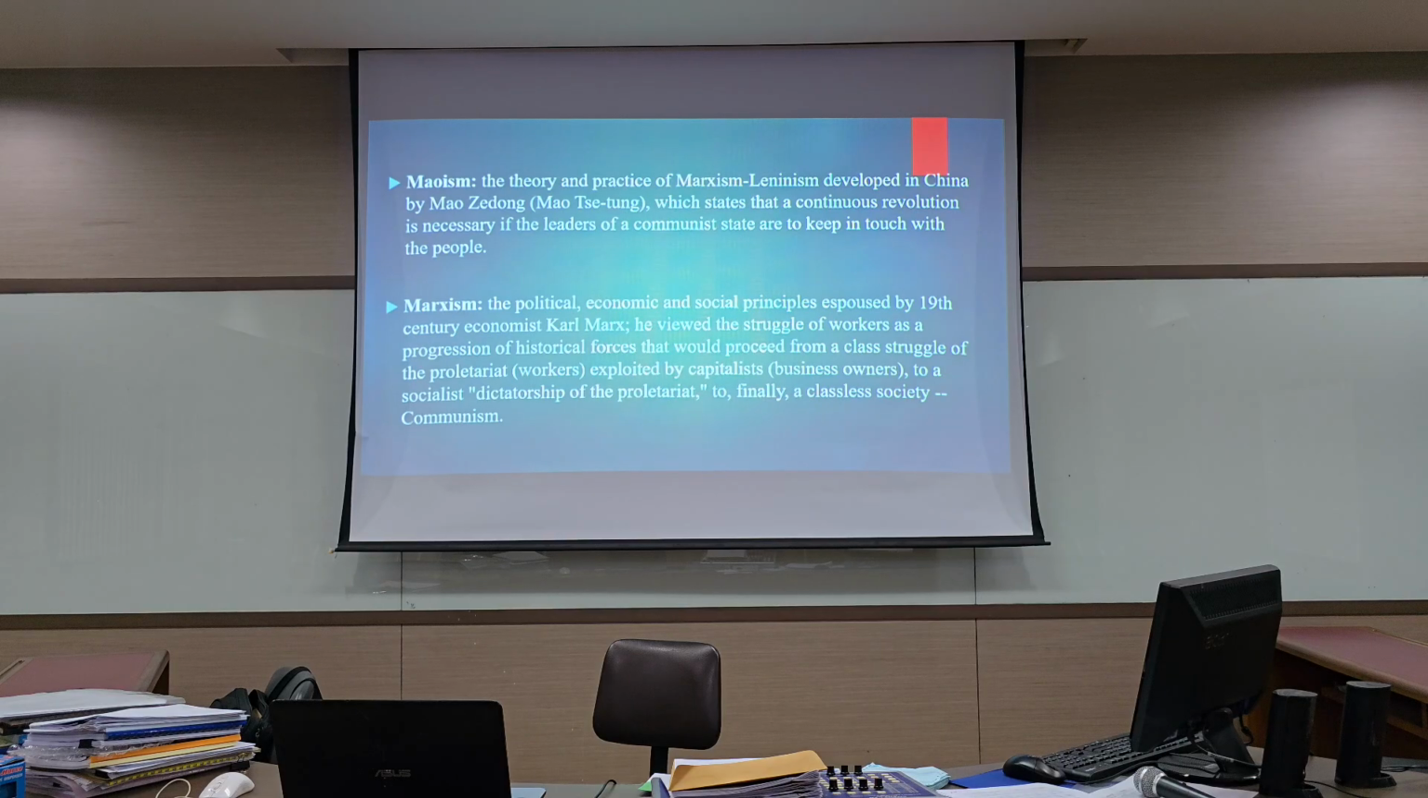Marxism: the political, economic, and social principles espoused by the 19th century economist Karl Marx. He viewed the struggle of workers as a progression of historical forces that will proceed from a class struggle of proletariat workers exploited by capitalist business owners to a socialist dictatorship of the proletariat, to finally a classless society, communism. Okay, that is where it started. Because these people are poor and these ones are rich, they are trying to find a solution by bringing communism so that there will be no poor and no rich.